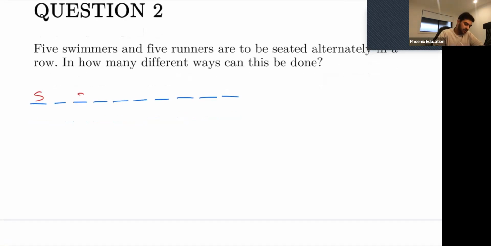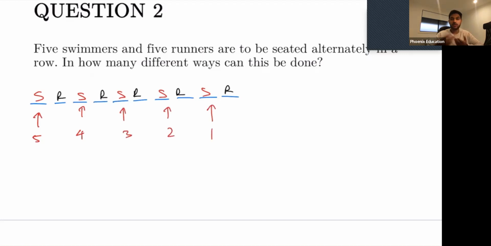So what we'll do is we'll seat the swimmers in these positions, and then we'll seat the runners in these positions. Now for the first swimmer, there's 5 options to pick from. For the second swimmer, there's 4, 3, 2, and then finally for the last swimmer, there's only 1 person to pick from because you've already placed everyone down.